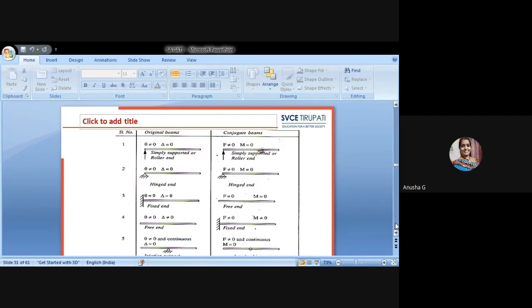For a free end, we have to consider it in the conjugate beam. Whatever fixed end is there in the original beam is considered as a free end in the conjugate beam, and then force and moment must be equal to 0 here. If the original beam has a free end, then slope and deflection will not be zero. But in a conjugate beam, that one must not be a free end; it will be considered as a fixed end. That was the fourth condition.